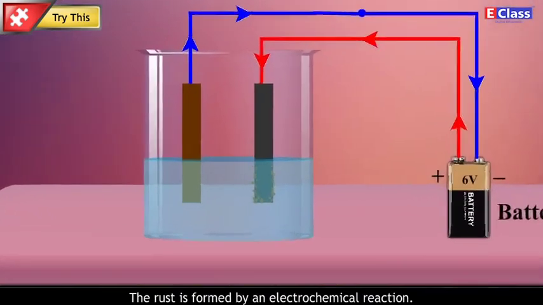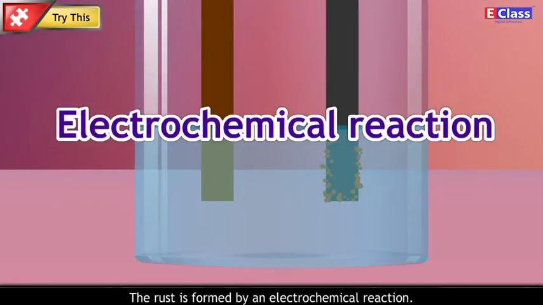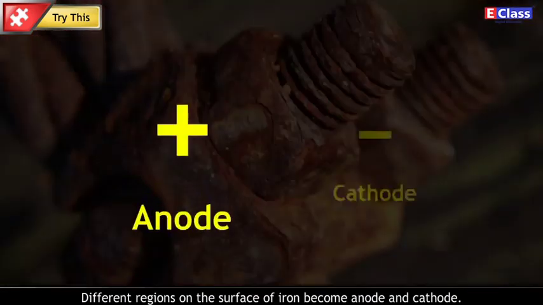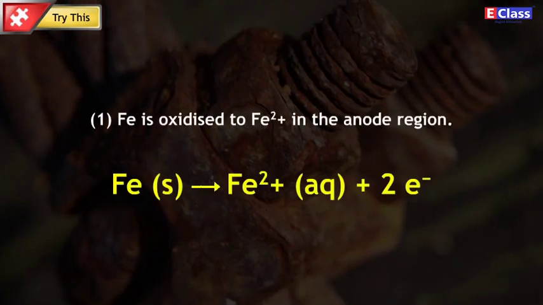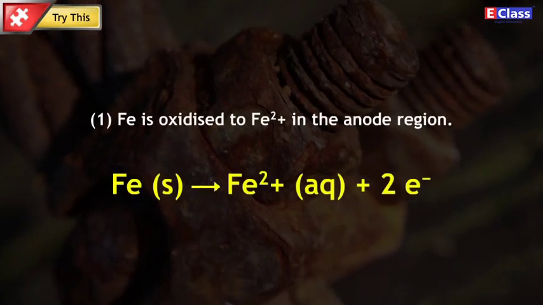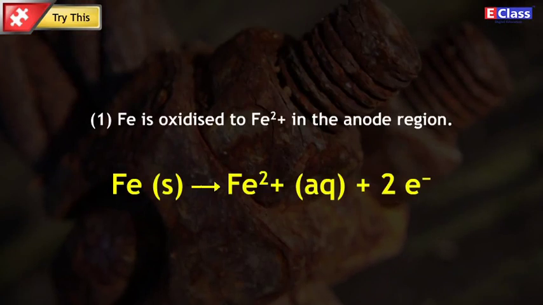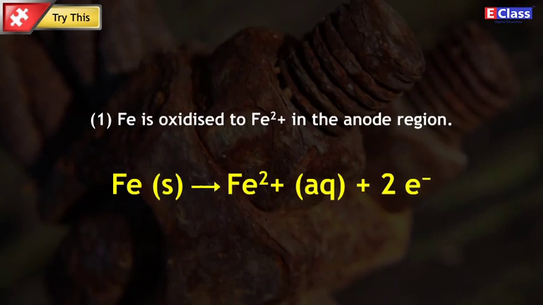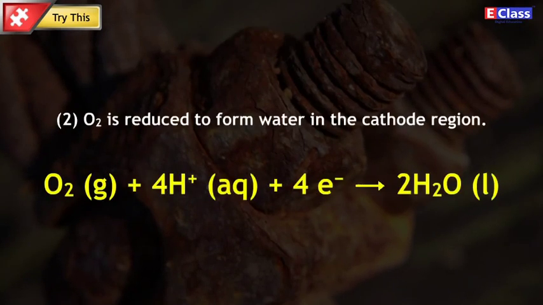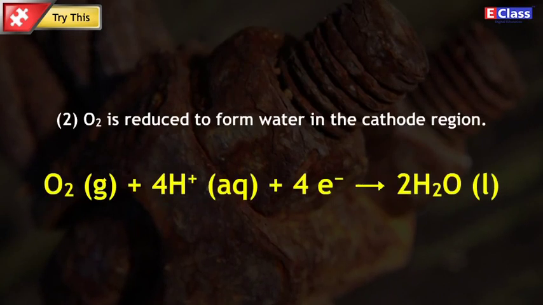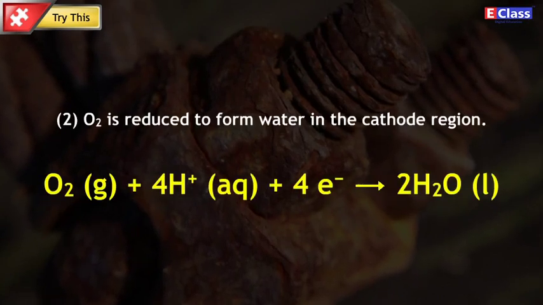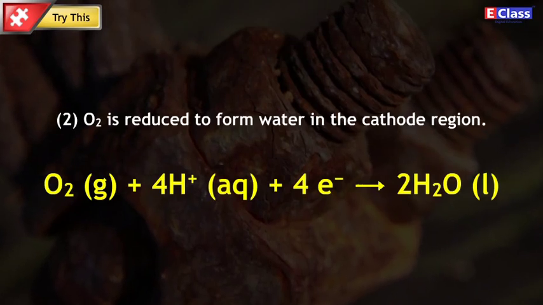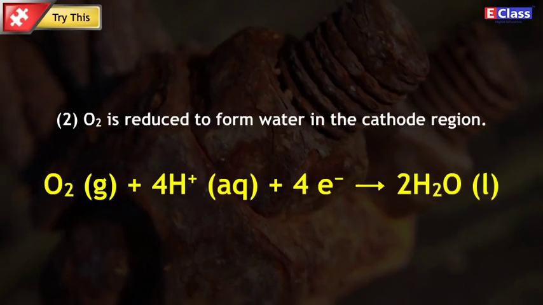The rust is formed by an electrochemical reaction. Different regions on the surface of iron become anode and cathode. 1. Fe is oxidized to Fe2+ in the anode region. Fe(s) gives Fe2+(aq) plus 2e-. 2. O2 is reduced to form water in the cathode region. O2(g) plus 4H+(aq) plus 4e- gives 2H2O(l).